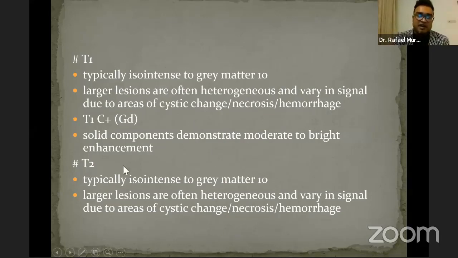And in case of a T1 weighted image with contrast enhancement, the solid components demonstrate moderate to bright enhancement. And T2, typically isointense to gray matter, and larger lesions are often heterogeneous and vary in signals due to areas of cystic change, necrosis, or hemorrhage.